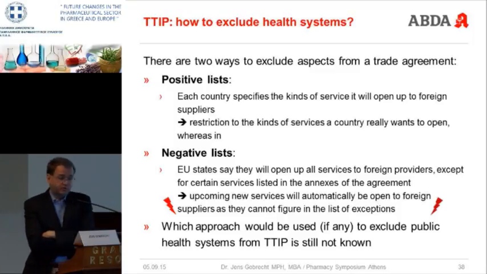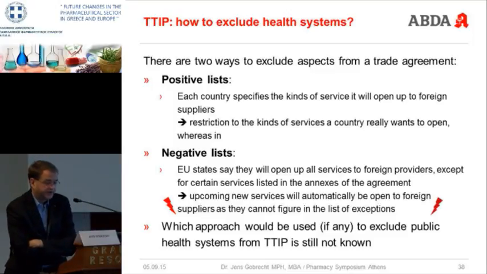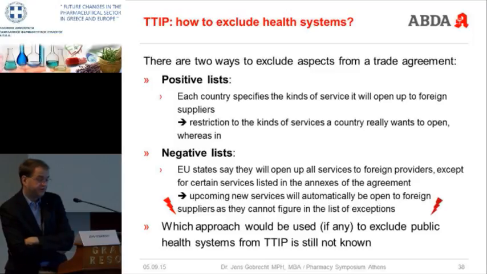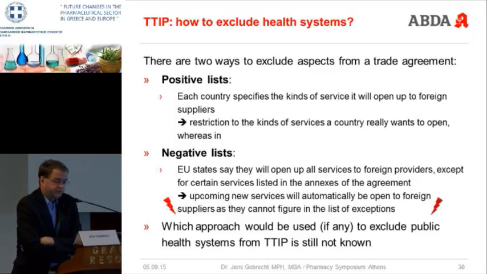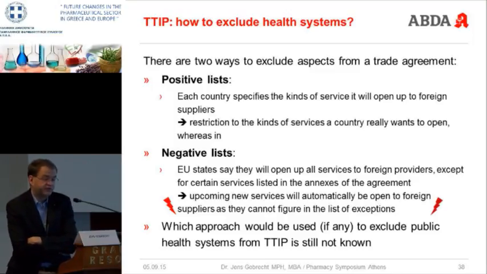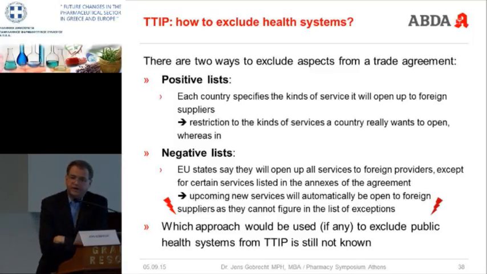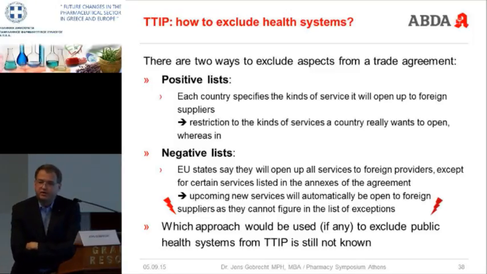There are in principle two ways to do this. The first way is a positive list. Each country specifies the kind of services it will open for foreign suppliers. So it can restrict to the kinds of services a country really wants to open. And if they don't write down health services, then health services are not opened.